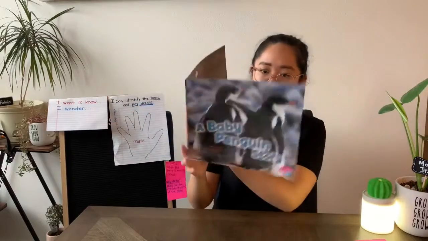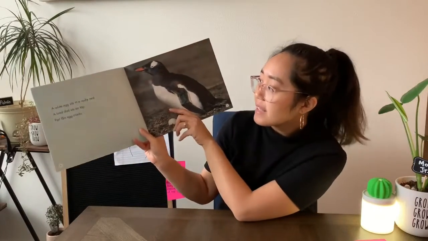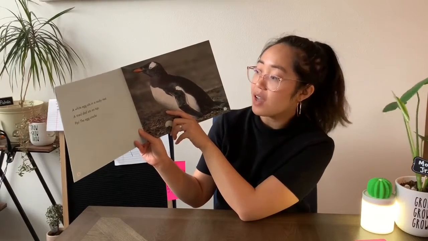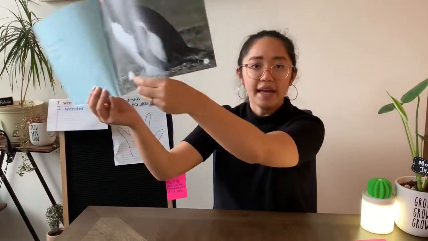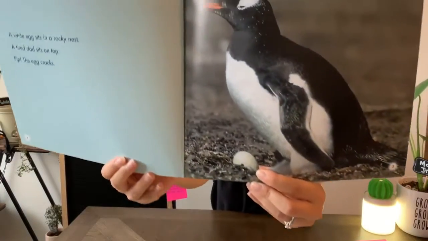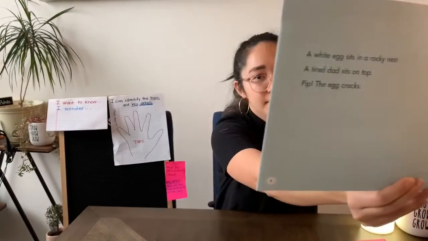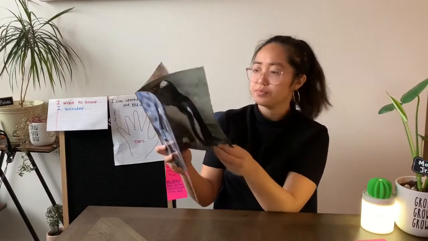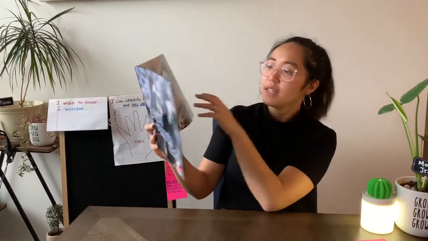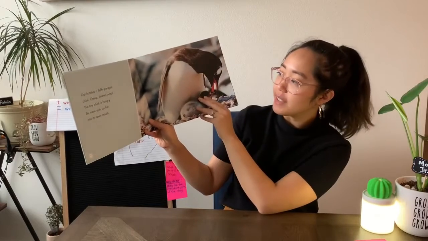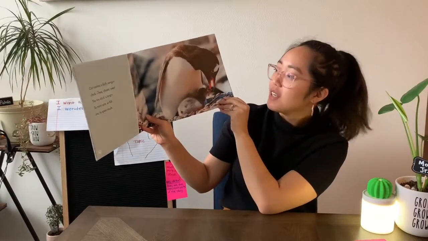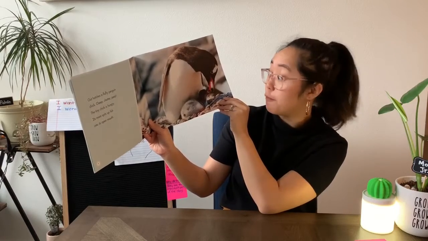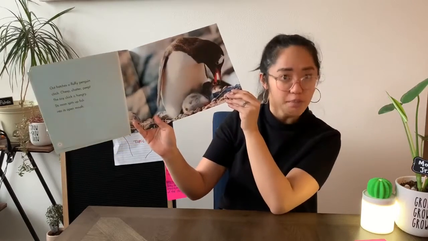Okay, here we go. A white egg sits in a rocky nest. A tired dad sits on top. Pip! The egg cracks. Out hatches a fluffy penguin. Cheep, chatter, peep! The tiny chick is hungry. Its mom spits a fish into its open mouth.